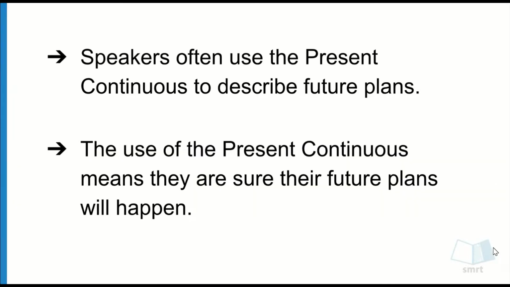Speakers often use the present continuous to describe future plans. The use of the present continuous means they are sure their future plans will happen. ¿Qué quiere decir esto? Que si yo estoy diciendo "I'm traveling to Europe," it's because I already have my ticket for the plane and I'm already on the trip, okay?